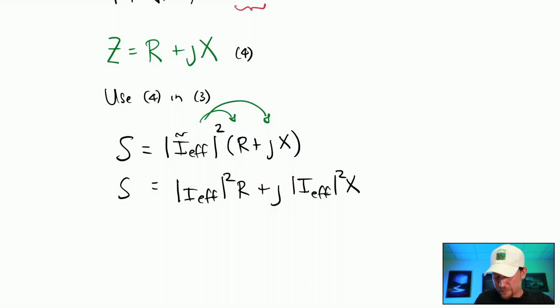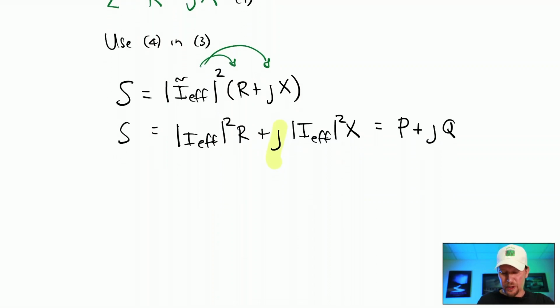And this is the kicker. Notice that because of the appearance of j there and only there, this is automatically in the form of the real power plus j times the reactive power.